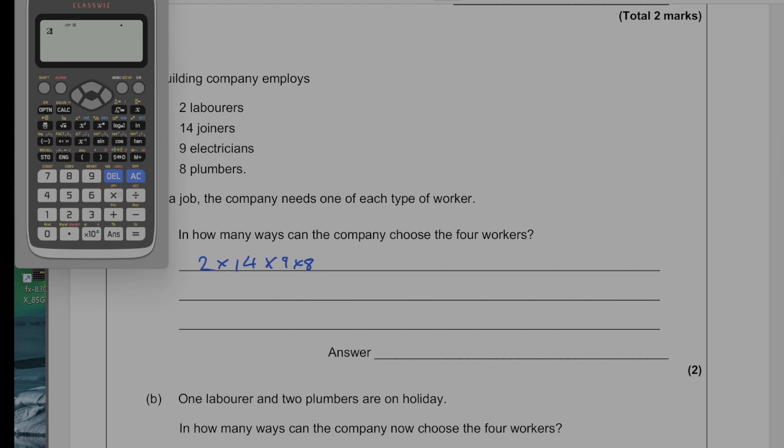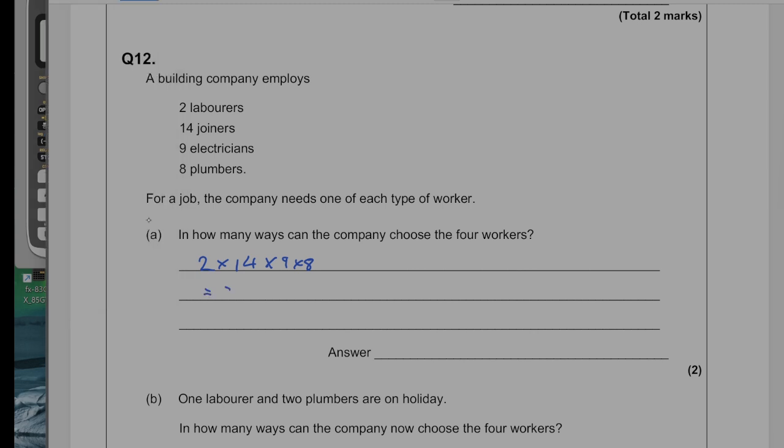Right, 2 times 14 times 9 times 8 gives us 2016 possible combinations.